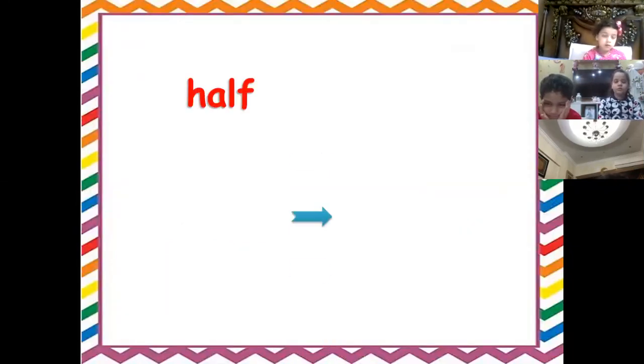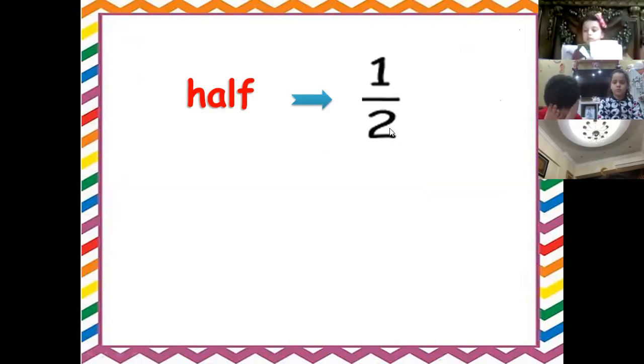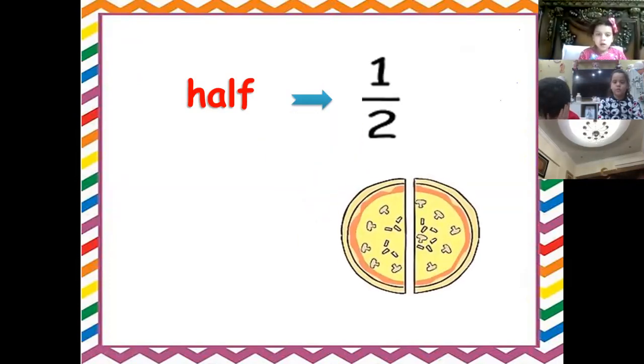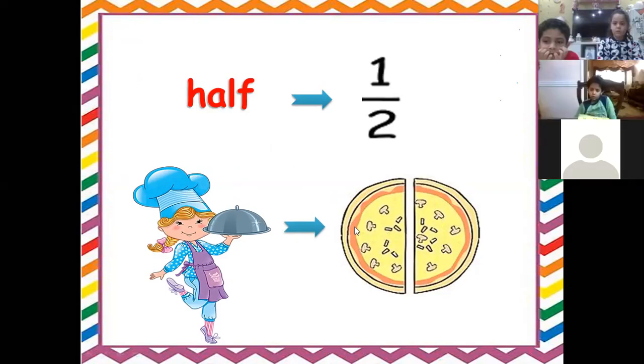And by the way, we can also write the half like 1 over 2: one part out of the total number of parts that they had, which is 2. Like in our example, Farida got only one part of the two parts. So Farida got one half. This part is a half, and this part is a half. The same with Ahmed.